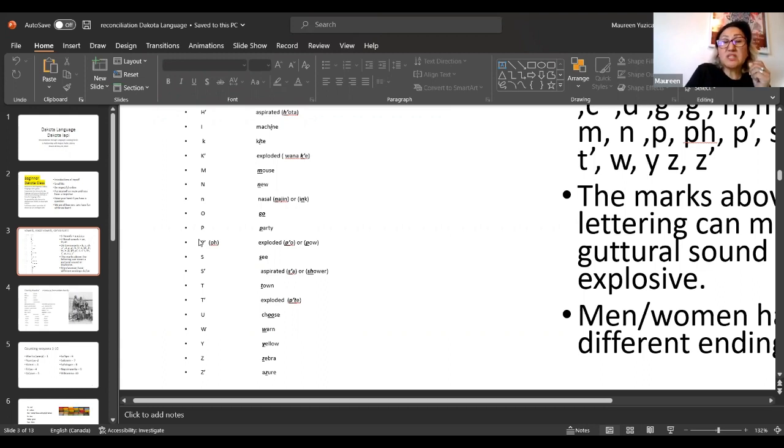The U sounds like the OO in choose. It sounds like a long O. The W sounds like the W in warn. And the Y sounds like the Y in yellow. The Z sounds like the Z in zebra. And the Z with the asterisk sounds like the Z in azure. So now when you have time, you can go over those alphabets and practice them, right?